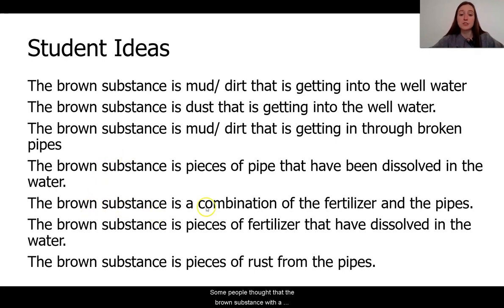Some people thought that the brown substance was a combination of the fertilizer in the pipes, so that there was some kind of thing happening when they mixed together. The brown substance was actually just the fertilizer that has been dissolved and maybe changed color. And then there were some ideas that the brown substance was rust from the pipes. But when I asked what this was, we weren't exactly sure where this rust comes from. Thinking maybe it has something to do with water and the pipes, maybe it's dissolving them.